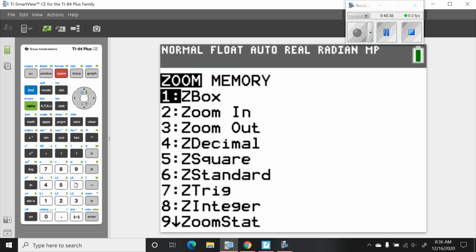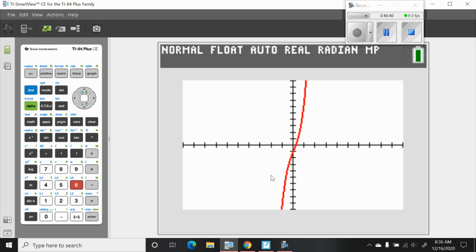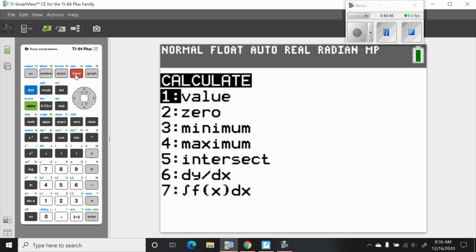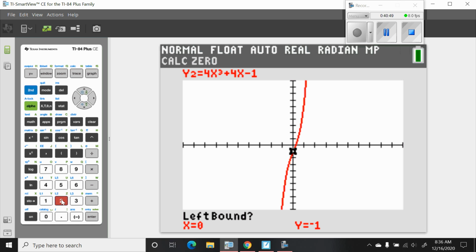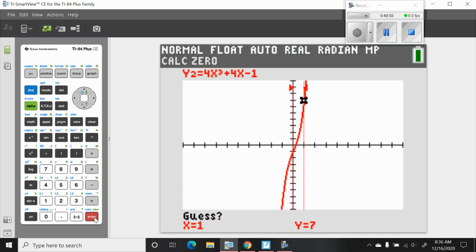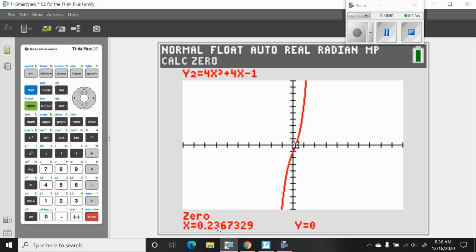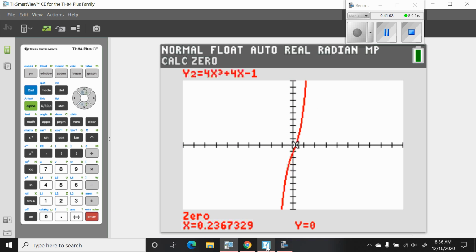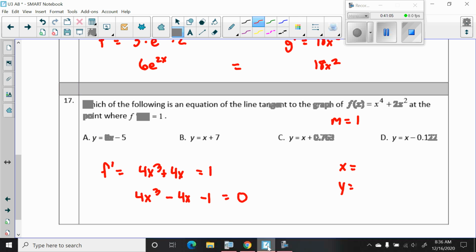I'm just going to press zoom 6. There we go. So there's 1 zero. I figured it'd be only one real answer. The other ones would be imaginary. Find the zero. Okay, left bound, that looks good. Right bound, this time I'm just going to plug in the number 1 so I don't have to worry about it. So we have it surrounded. 0.237, so I'm writing that down. 0.237.